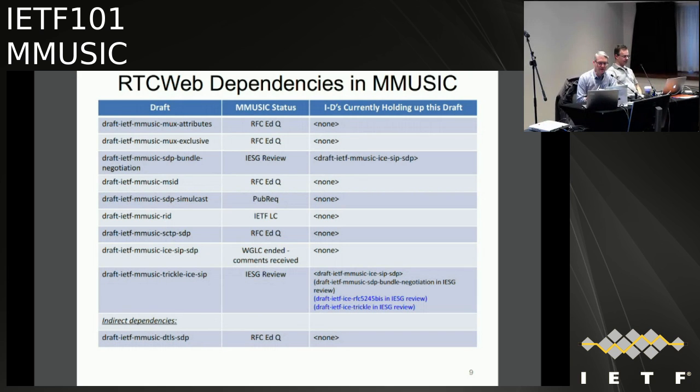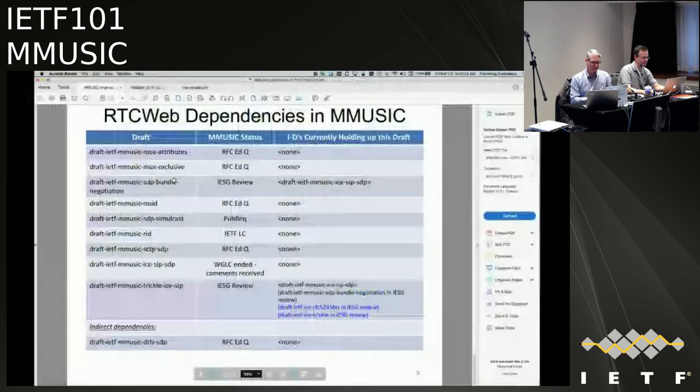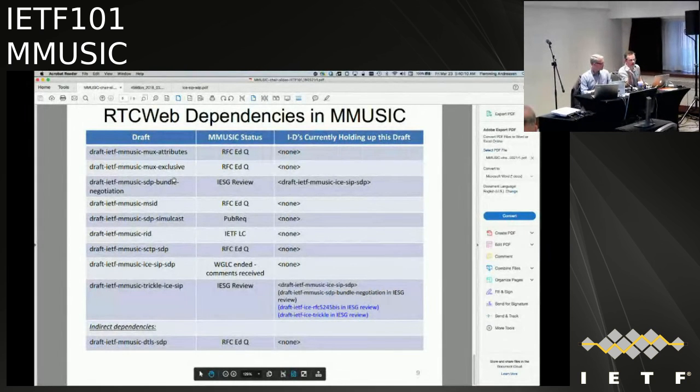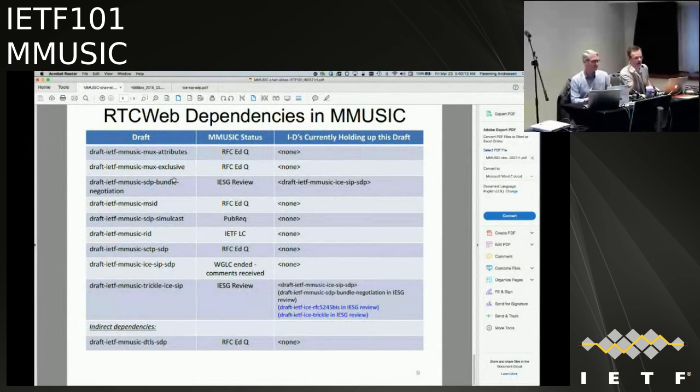The RID is in IETF last call. And there is the trickle ICE, which is in ISG review. And the only one that is not submitted for publication, where working group last call ended with a few comments, is the ISIP SDP. And that is also here on the agenda today. Anybody have any comments on anything? If not, Ali, you're up next.